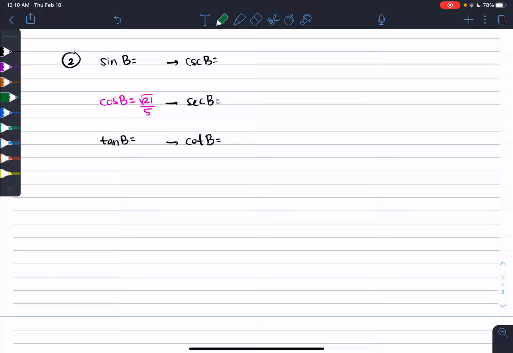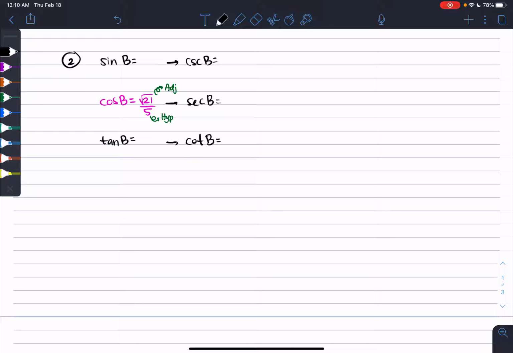In example 2, we have cosine of B is equal to square root of 21 over 5. This tells us that B is our reference angle, and square root of 21 is the length of the side that is adjacent to B, and 5 is the length of our hypotenuse.